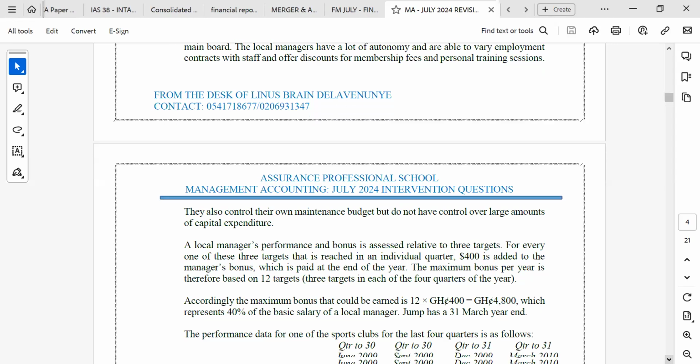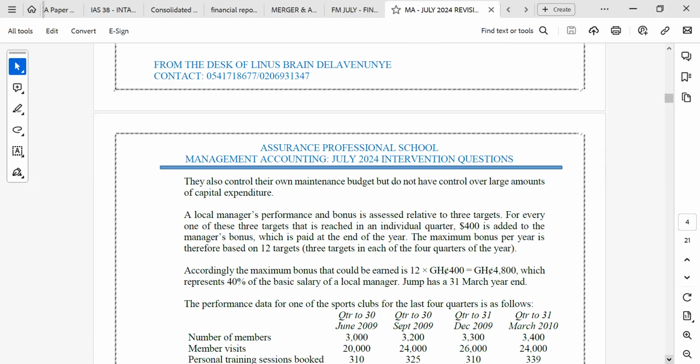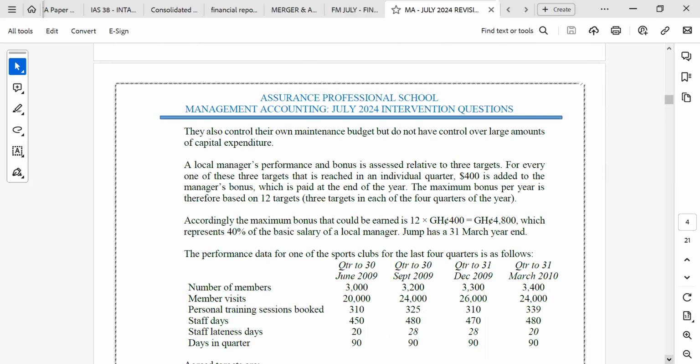The maximum bonus per year is therefore based on 12 targets, that's 3 targets in each of the 4 quarters of the year. Accordingly, the maximum bonus that could be earned is 12 by 400. I think the currency has varied, dollars to Ghana cedis now. Which represents 40% of the basic salary of the local manager. JAM has a 31 March year end.